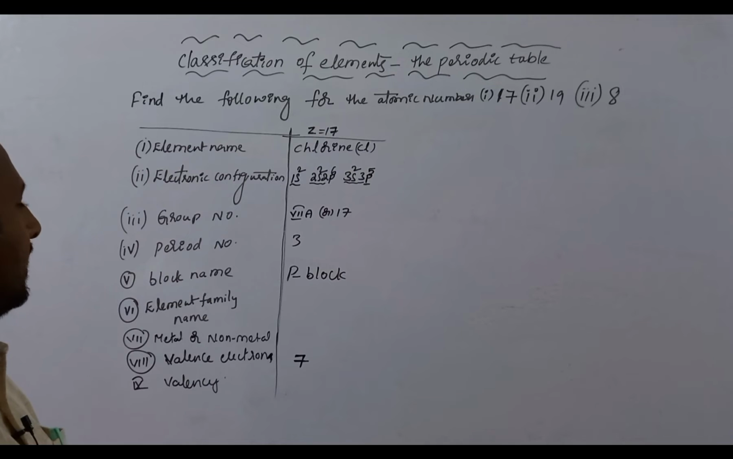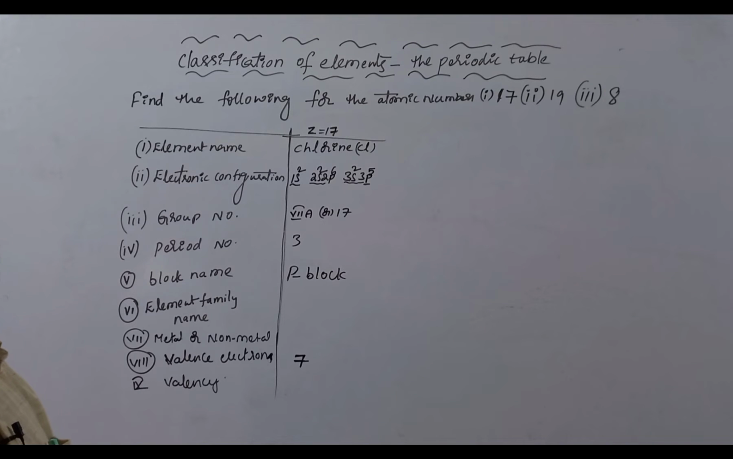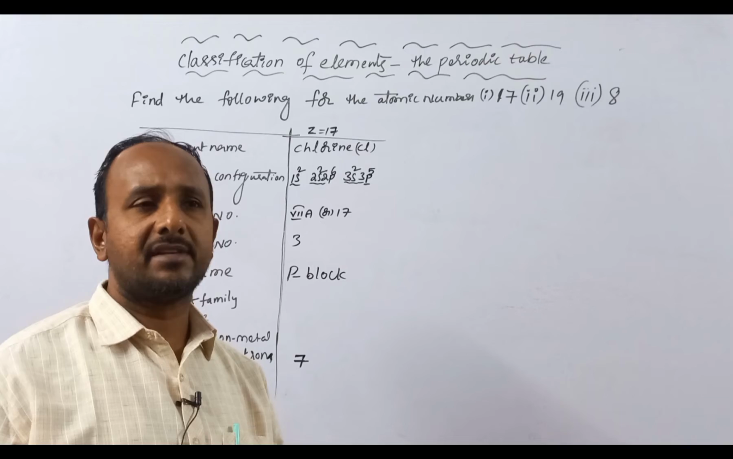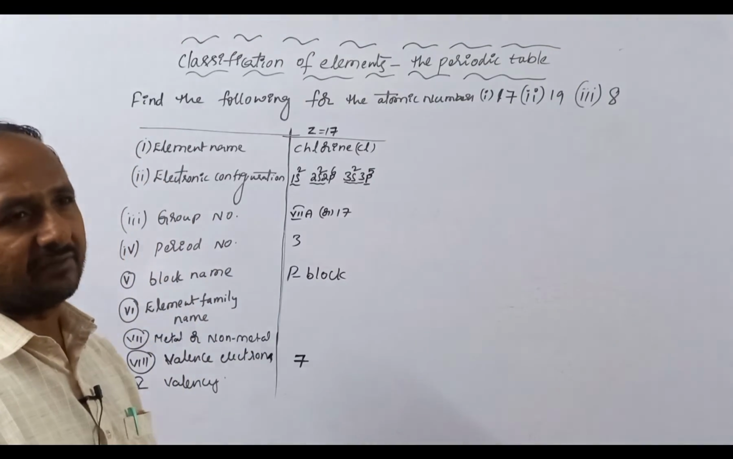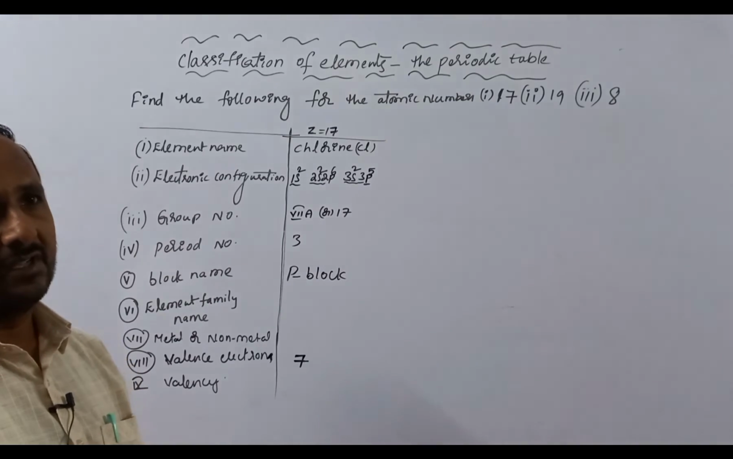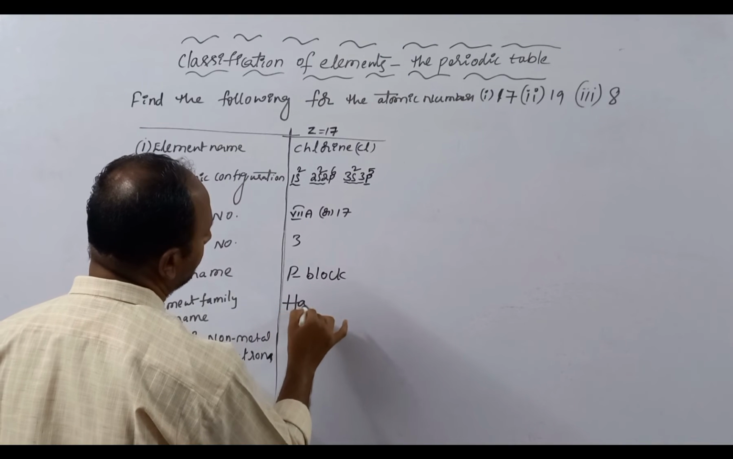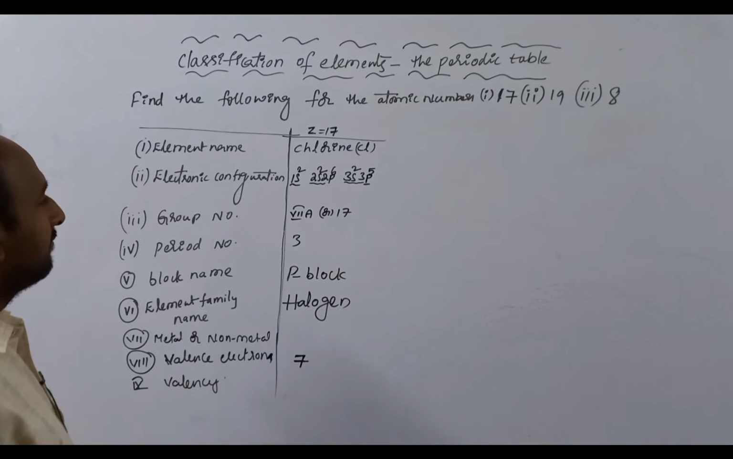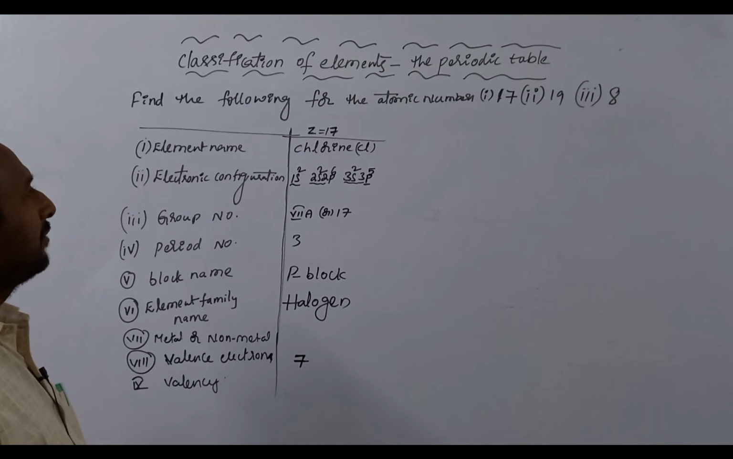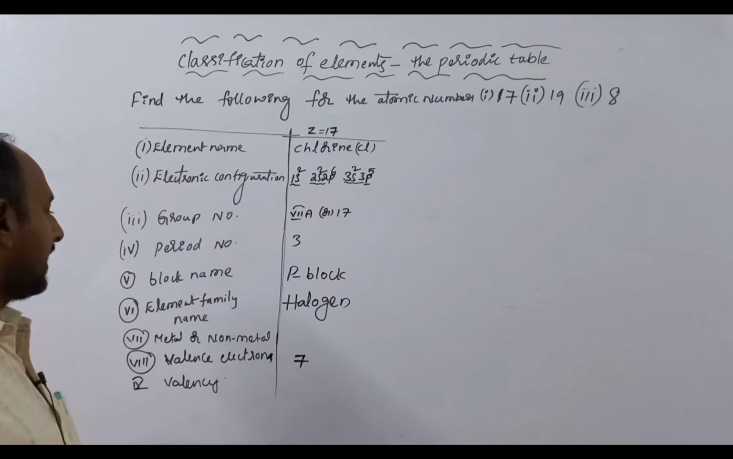Next, the element family name. In the modern periodic table, there are a number of elements, and every group is given a name based on the properties of its elements. The 7th A group family name is halogen. So the element family for chlorine is halogen, because the 7th A group family name is halogen.